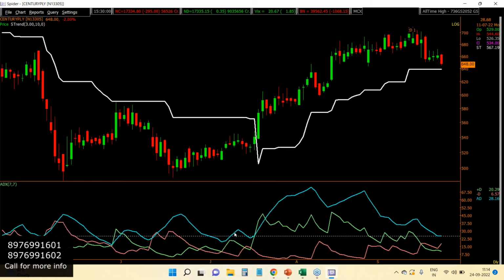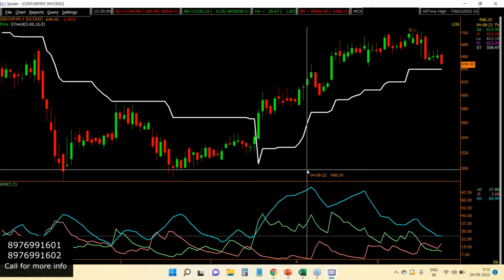The very first thing, the ADX should be above 25 if you are looking for some momentum or strength in that particular trade. Also, in what direction do you want it? You will have to take the help of positive DI and negative DI. So I'll move forward.